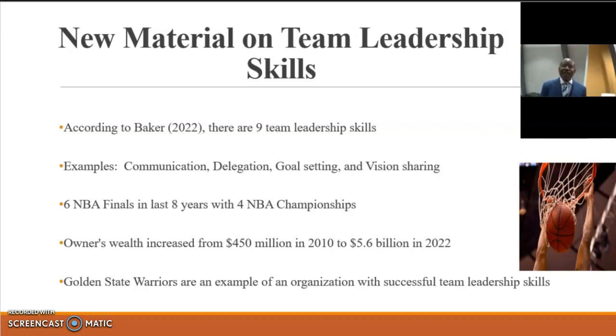The team owners have delegated the run of the team to the head coach, Steve Kerr. Steve Kerr then shared the team goal of winning the championship with the players, which ultimately led to increased ownership wealth. When the owners purchased the Golden State Warriors in 2010, the team was worth $450 million. Currently, the team value is at $5.6 billion. This is an example of a team that has excellent leadership skills.